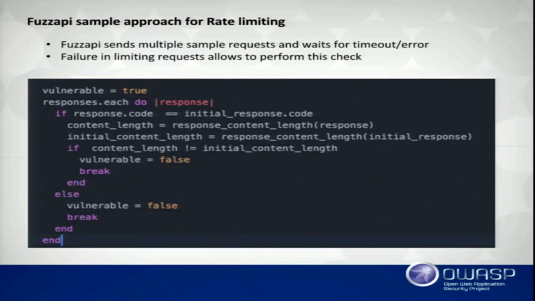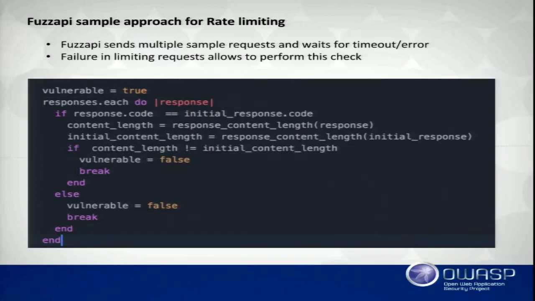So the fuzzapi approach for rate limiting: it iterates through a particular limit and looks for an interesting pattern in the response. If the interesting pattern in the response matches, we flag that particular API as vulnerable to API rate limiting.